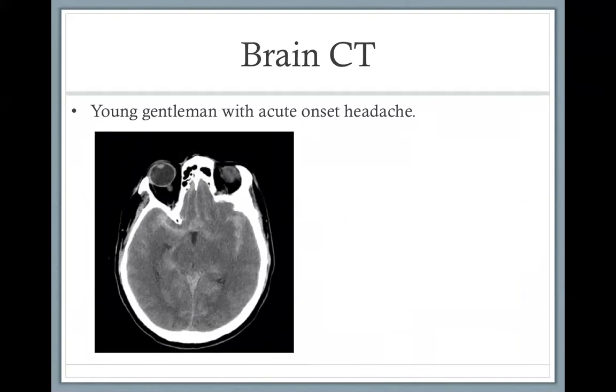These cases that we're going to go through will start, most of the time, with an abnormality, and then I will take you through the normal image to compare. So this is a young gentleman who presented with an acute onset headache. He was sitting, and then all of a sudden he had a very sharp, severe headache. Now take a look at the image, and I'll be opening the chat. Tell me if you can see anything abnormal.